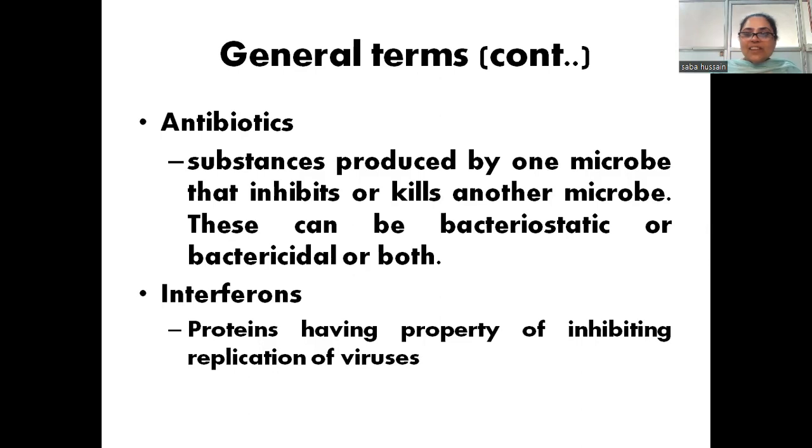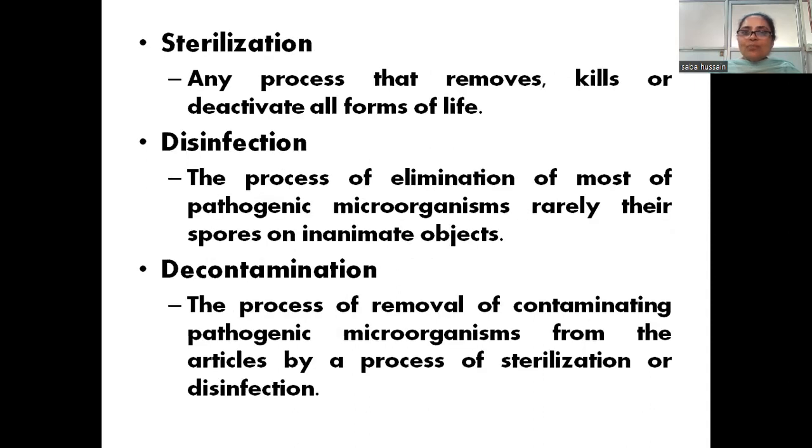Coming to another term, that is antibiotics. Antibiotics are again chemicals or substances produced by one microbe that inhibit or kill another microbe. And these antibiotics can be bacteriostatic as well as bactericidal. And I hope you know the meaning of bacteriostatic and bactericidal by now. Coming to interferons, they are proteins and they have the property of inhibiting replication of viruses. So they stop multiplication of viruses. Interferons are the ones which stop multiplication of viruses. Antibiotics stop multiplication of bacteria or can kill bacteria too.